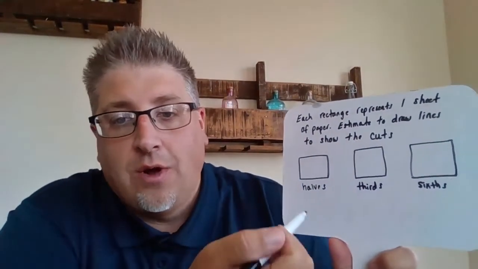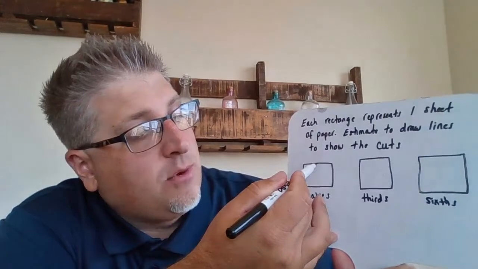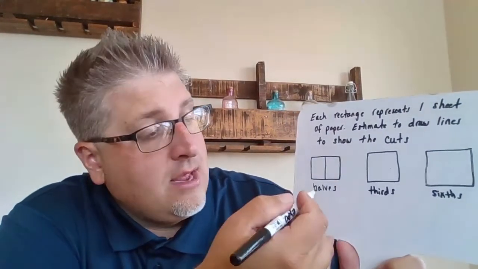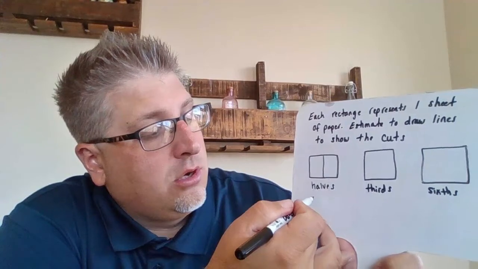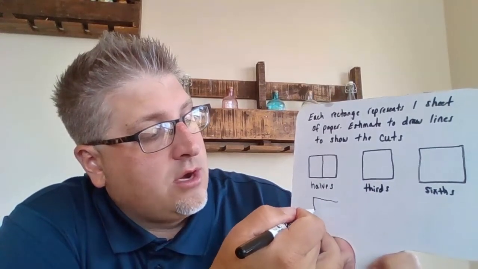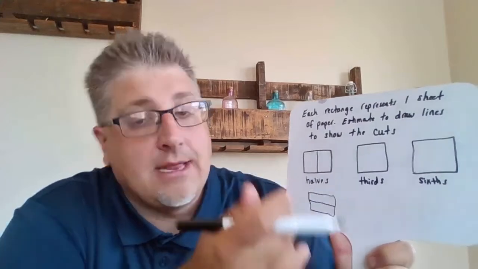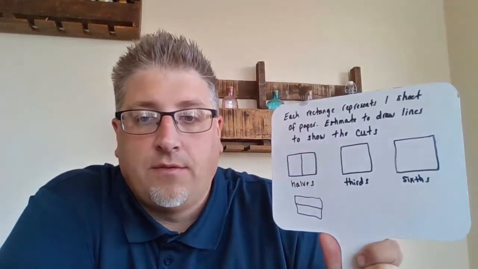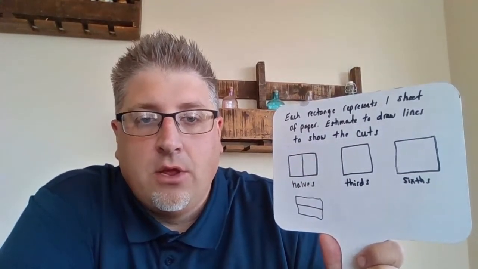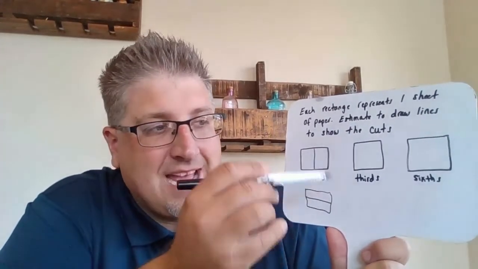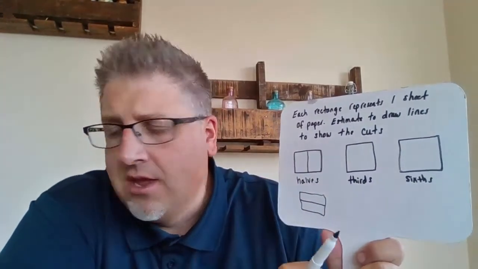All right, so halves is easy. We could just come right down, like I said, cut that in half. If we wanted to, I could draw another one down here, and I could just go right across, and that would be acceptable as well for halves. Okay?